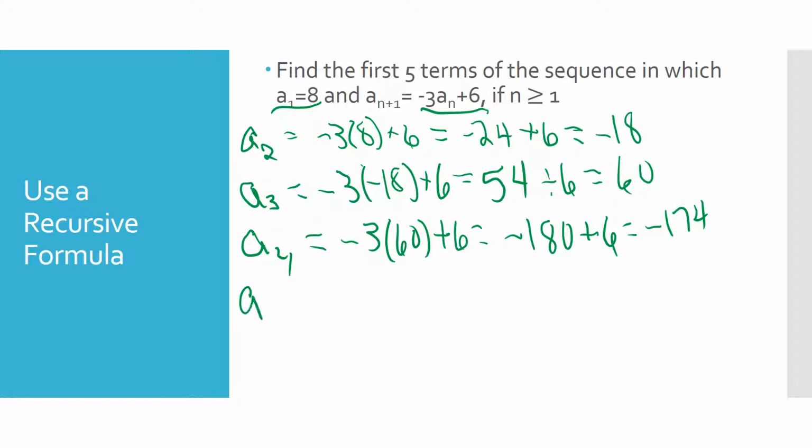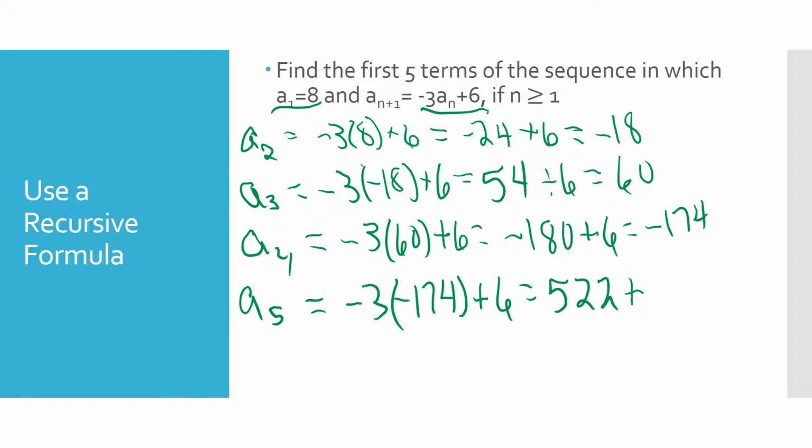And then finally, we're going to find the fifth term of this recursive sequence using the recursive formula of -3 times A(n) plus 6. Again, I'm going to plug in -174, and we're going to add 6 to that once we solve it. Okay, let's see. I'm not going to be able to do -3 times -174 in my head. That comes to 522. 522 plus 6 equals 528.